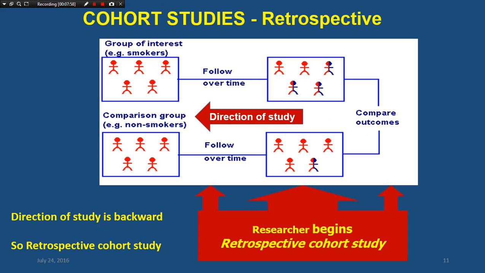So this direction of study is backward. We are starting from today and checking how many of the smokers developed lung cancer in the past 10 years. How many of the non-smokers developed lung cancer in the past 10 years. Because direction of study is backward, it is known as retrospective cohort study.